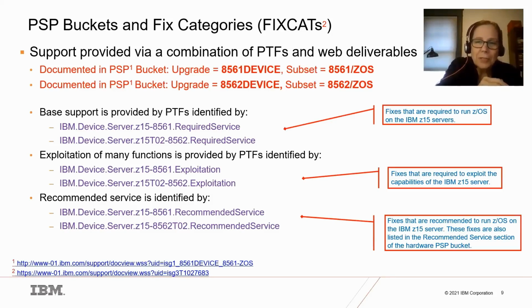Now, the third category is recommended, and recommended gets to be a little bit confusing for people. So let me explain what recommended is. Recommended are the fixes that we want you to have on in order to run a Z15. These might be ones where we have defects and customers have found problems, and we open up an APAR, we provide a PTF, and we don't want anybody else to hit those and have rediscoveries, and so we mark those as recommended.